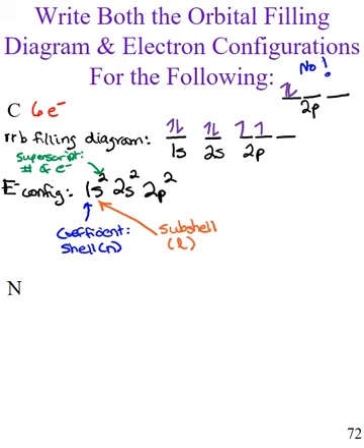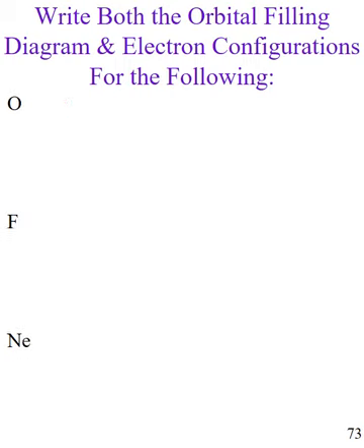Okay, I want you to do nitrogen by yourself. Again, you're going to do the same thing. You're going to write the orbital filling diagram and the electron configurations for oxygen, fluorine, and neon. And we'll check your work when you get to class.